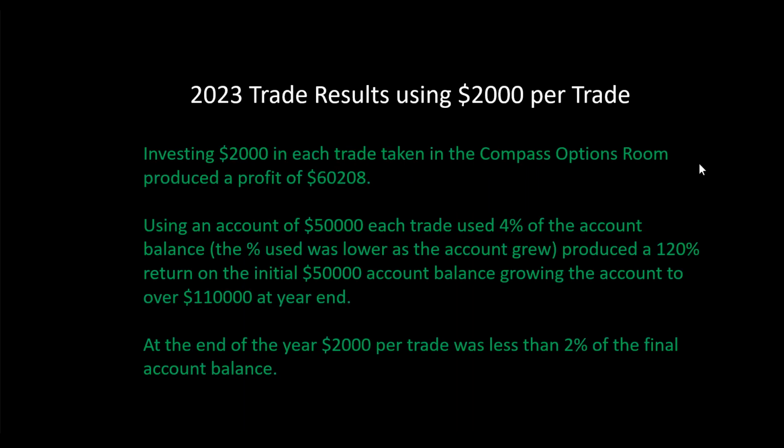Okay, so this is just to kind of go over the results we've had in the room. Again, we produced about an 85% win rate, a little higher, into 2023, using $2,000 per trade. I just use this as an arbitrary number because I have to have something I can use as a baseline. The options room, if you followed all the trades, $2,000 in each trade, produced a little over $60,000 in profits. That just says if you had a $50,000 account, you'd be using 4% of your account in each trade. When you started at the end of the year, it'd be about $110,000, and you'd only be using 2% of your account, a little less.